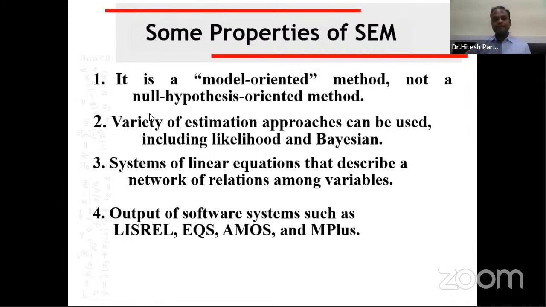So what are the properties of SEM? It's a model-oriented method. We need to specify the model, right? The relationship between the store to purchase decision, store to satisfaction, satisfaction to loyalty. So in a stepwise manner, we need to specify our model. And at the end, SEM will tell us whether the data fits the model or not. So it's not a null hypothesis kind of method, but it is a model-oriented method. Many estimation approaches can be applied.